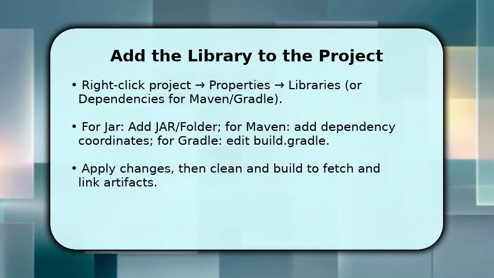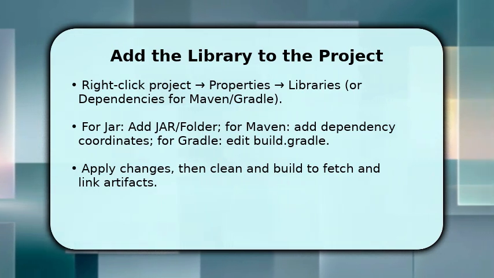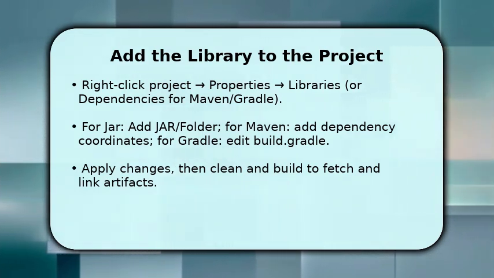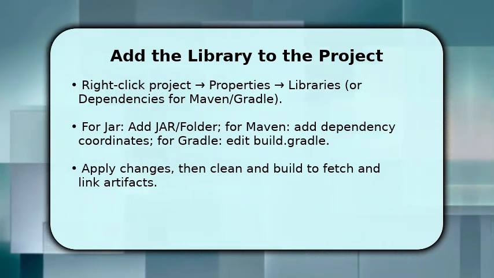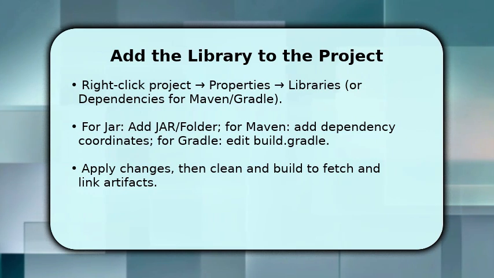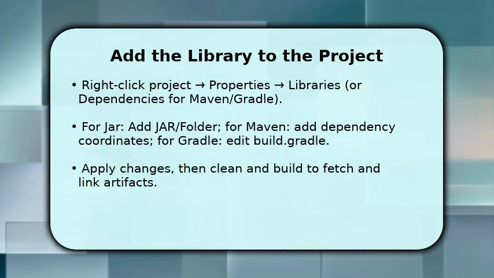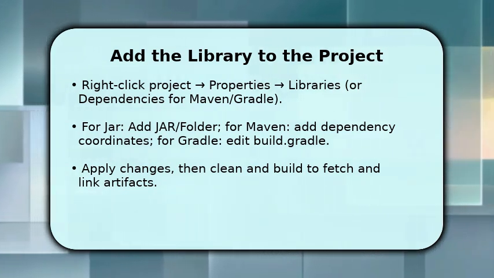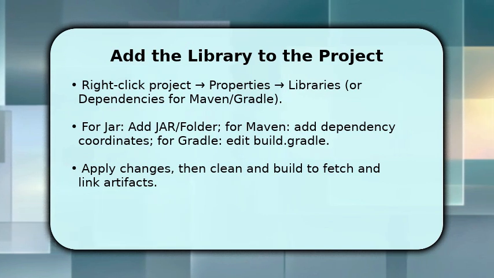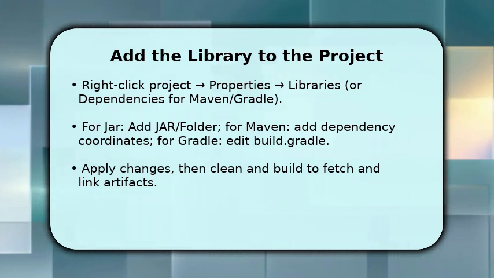Now perform the actual add. For Ant/Java SE, right-click the project, open Properties, select Libraries, and click Add JAR/Folder to include your JAR or folder. For Maven projects, open the POM XML or use Dependencies, then add the group ID, artifact ID, and version. NetBeans resolves it from repositories.